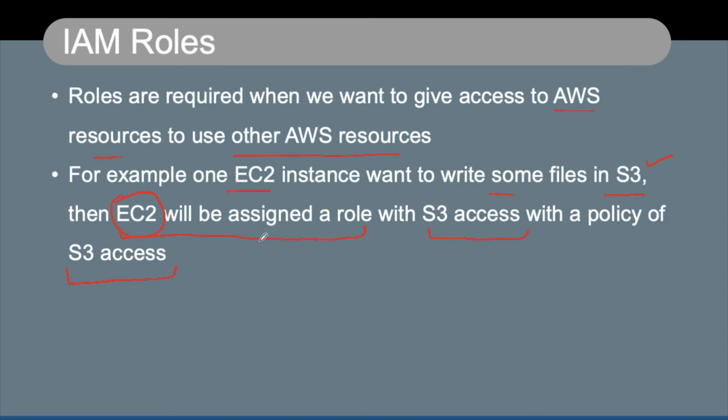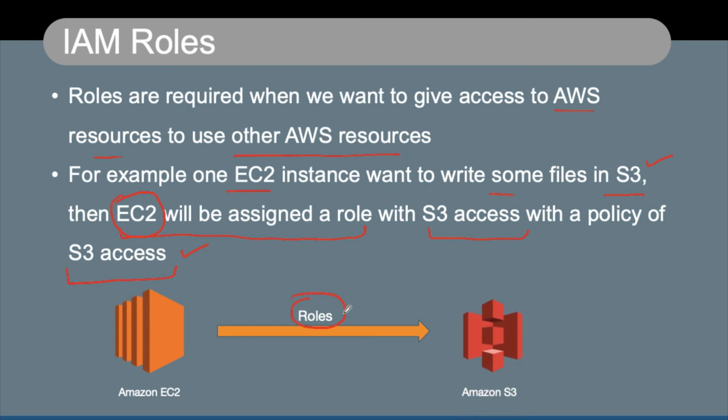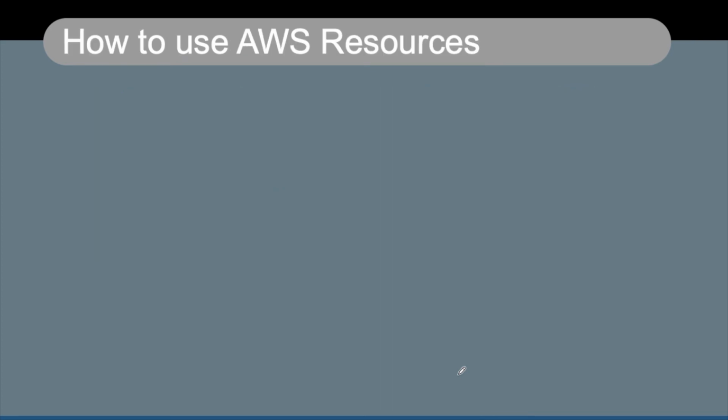So in this case, EC2, which is typically like a virtual machine, will access the S3 resources by using a policy which is S3 access. So Amazon EC2 will have a role, and in that role there will be a policy, and by using that policy it will be able to read and write files in Simple Storage Service, which is typically called Amazon S3.